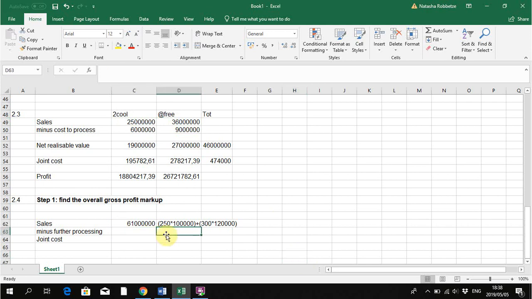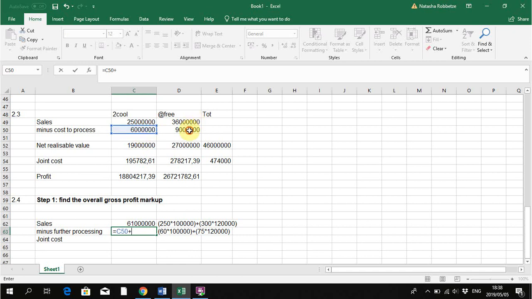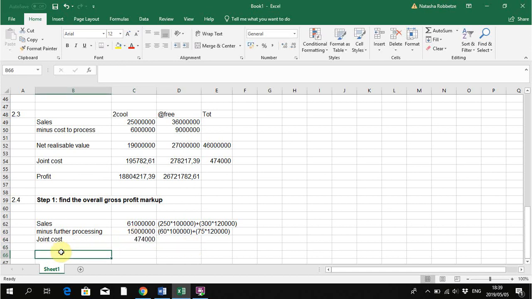Then the further processing cost, I think it was 60 Rand for the 100,000 units plus 75 Rand for the 120,000 units. Again, we have calculated it somewhere. The sum of that for the processing cost was then those two. And then we have the joint cost, and the joint cost was 474,000.